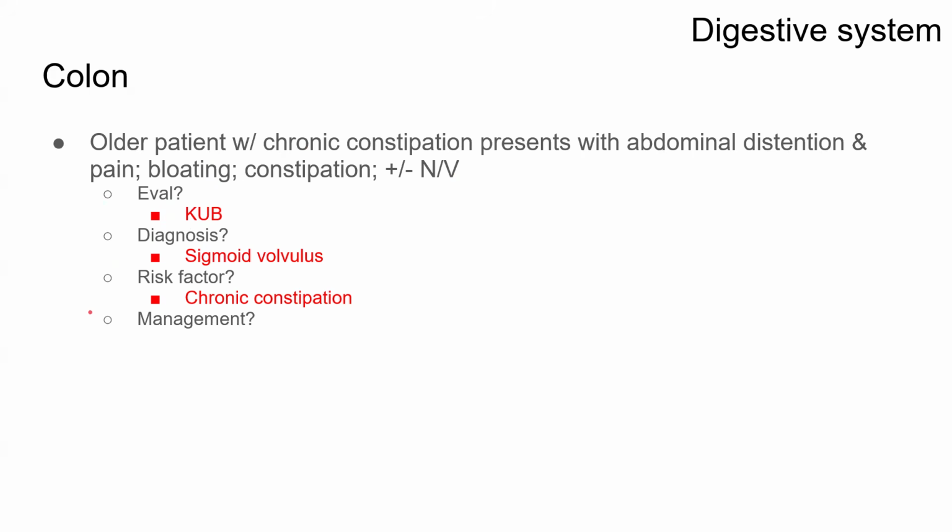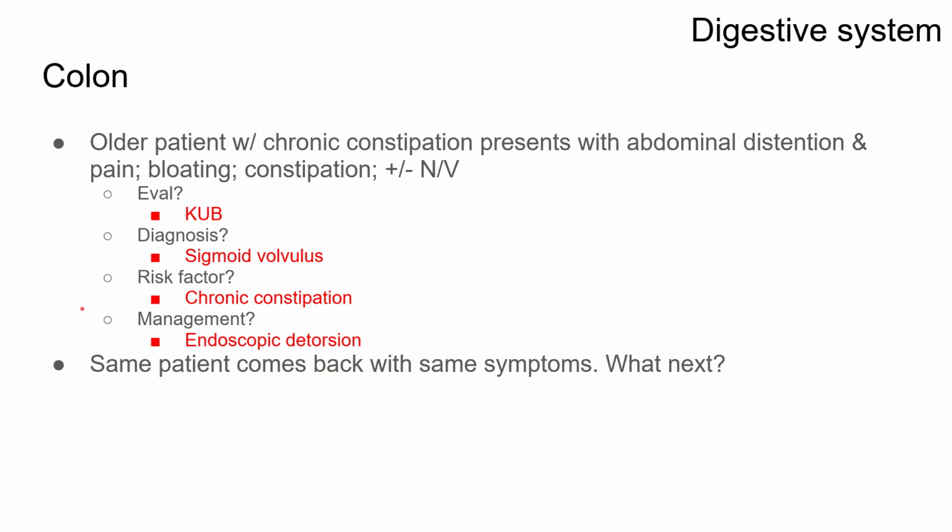The management of sigmoid volvulus is endoscopic detorsion. By itself, this doesn't necessarily need open surgery. You can just go in with an endoscope and detorse it that way. So let's say, for example, this older patient with sigmoid volvulus comes back with the same symptoms, so they have a repeat sigmoid volvulus. What do you do next?